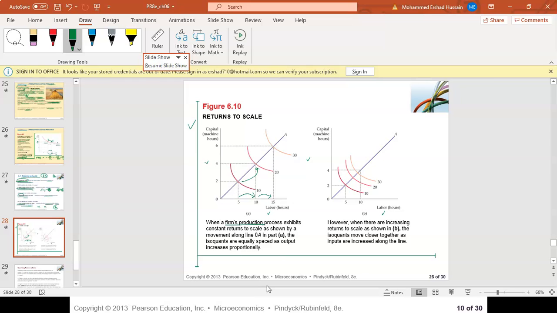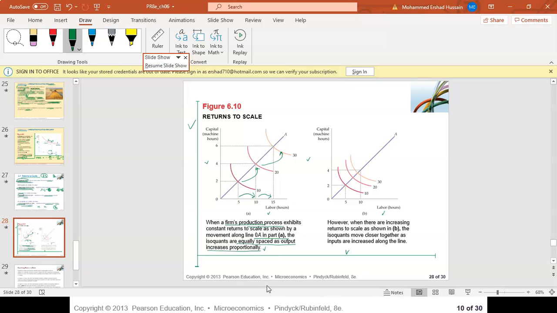When a farm's production process exhibits constant returns to scale, as shown by a movement along line OA in part A, the isoquants are equally spaced as output increases proportionally. See, output increases proportionally. Labor increases from 10 to 15, capital from 4 to 6, and output increases from 10 to 30.